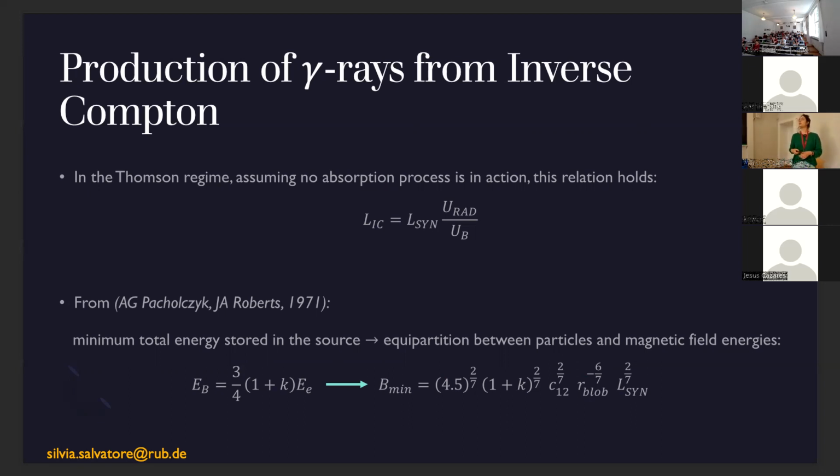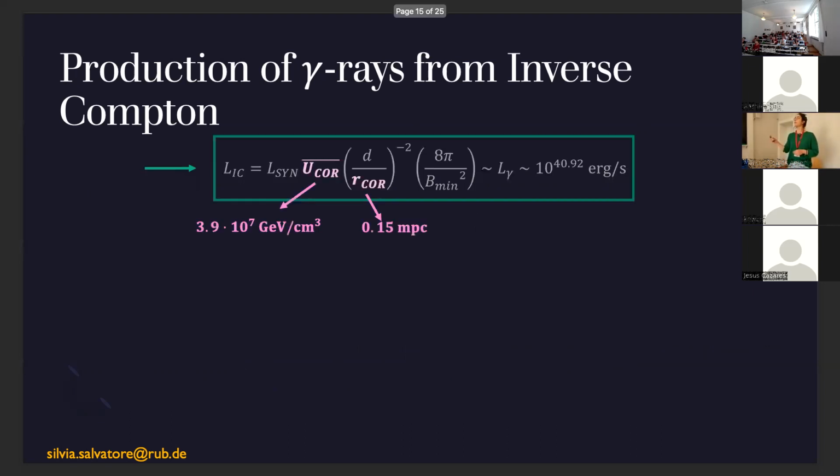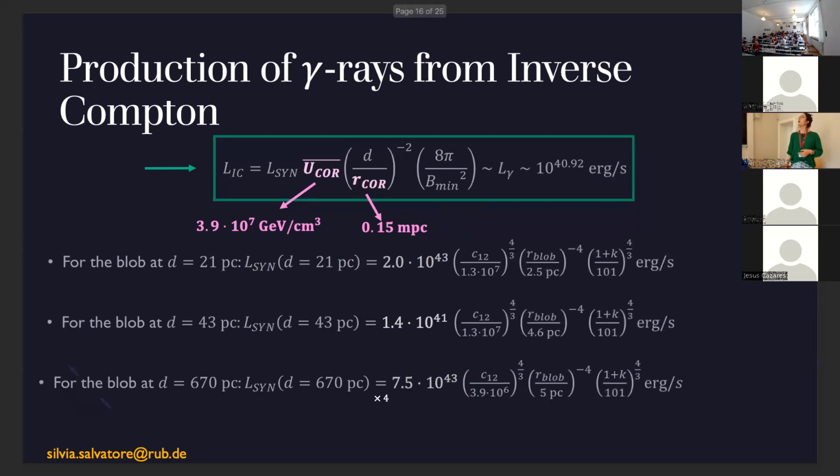To do that, I use this formula here for the equipartition argument. And this is the final expression defining the magnetic field in those three regions. By plugging that into the inverse Compton formula above, that's what I get. And what I do is equate it to the value that I would need to reach the Fermi-LAT data points, which is 10^40.92 ergs per second. And those are the synchrotron luminosities I would need at 21, 43, and 670 parsec from the core.